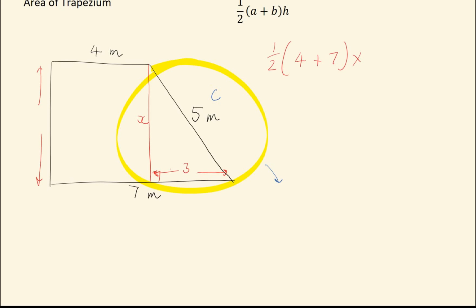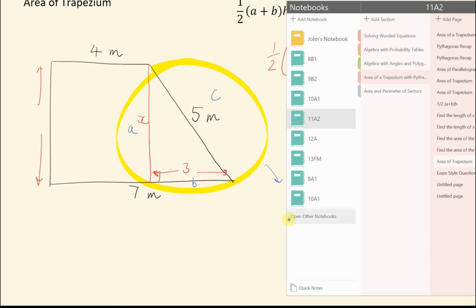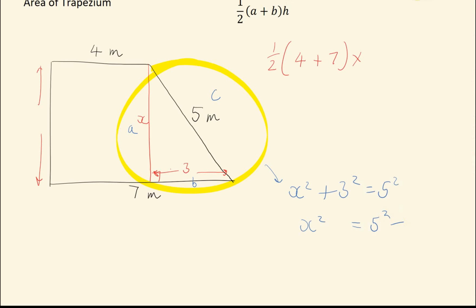So label my triangle. C is always the longest length, and again A and B don't matter. So x squared plus 3 squared equals 5 squared. We want x squared by itself, so we have to take away the 3 squared. And then the opposite of squaring is square rooting. So x will be the square root of this, which comes out at giving you 4 if you check that. So now to work out the area, we do a half, 4 plus 7 times 4, which will give you 22, or 22 meters squared.